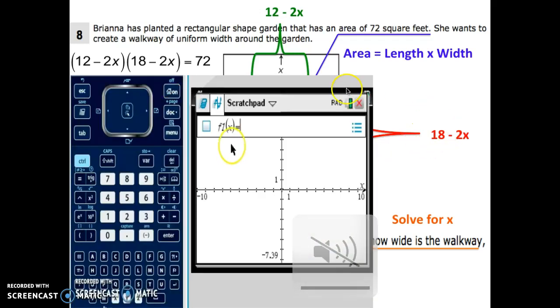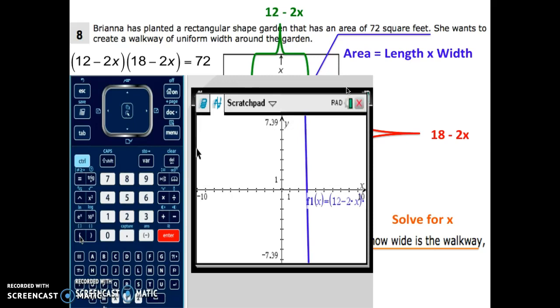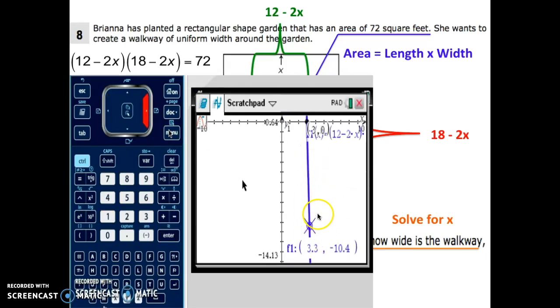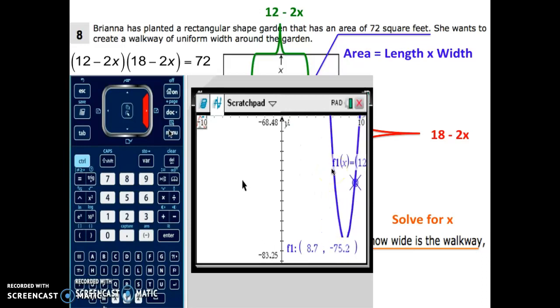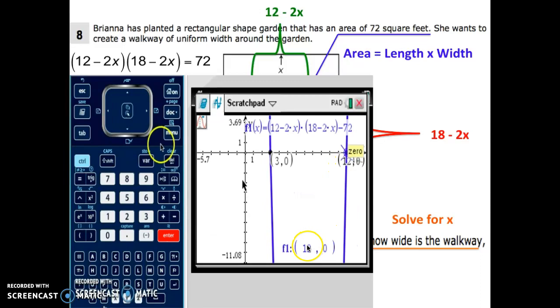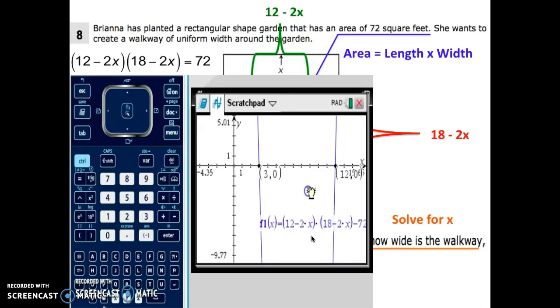Okay, so we have 12 minus 2x in parentheses. It has to have parentheses. 18 minus 2x. And you're not going to put equals 72. Remember, you're going to put minus 72. So we graph it. We use menu 5-1, and we're looking right here for where it crosses the x-axis. So we've got to move it to the right. And I find my zero here at 3, 0. And let's go further to the right and see if there are any other zeros. And there's one more at 12, 0. I'm going to take off the trace and zoom out so you can see both of them.